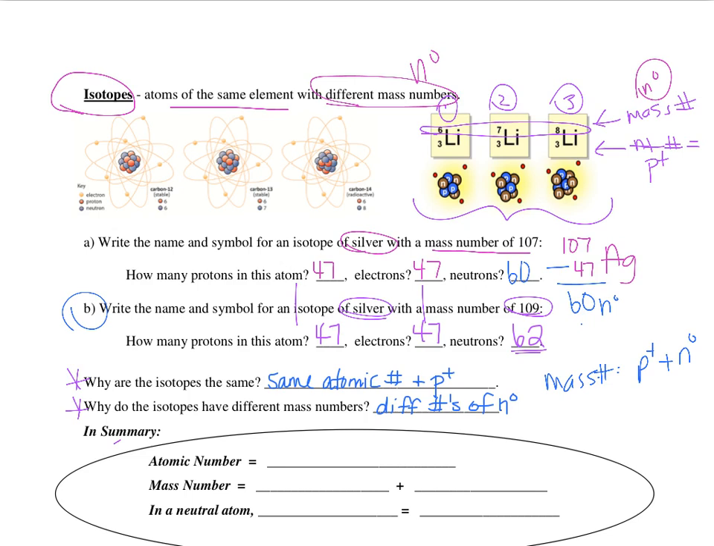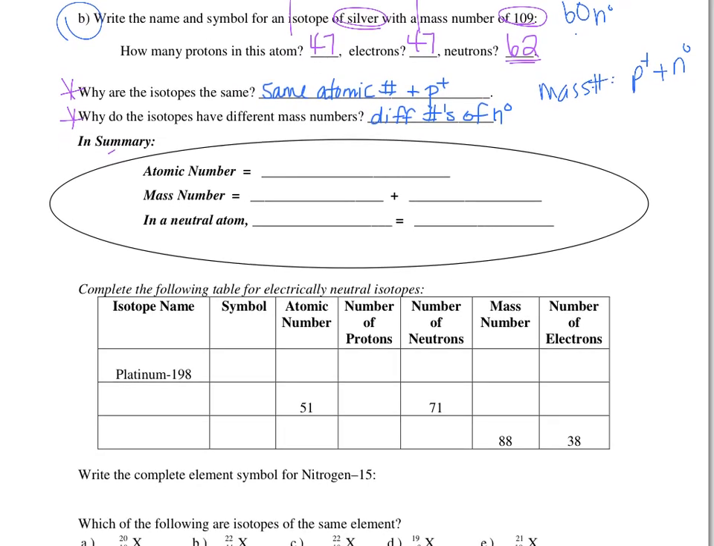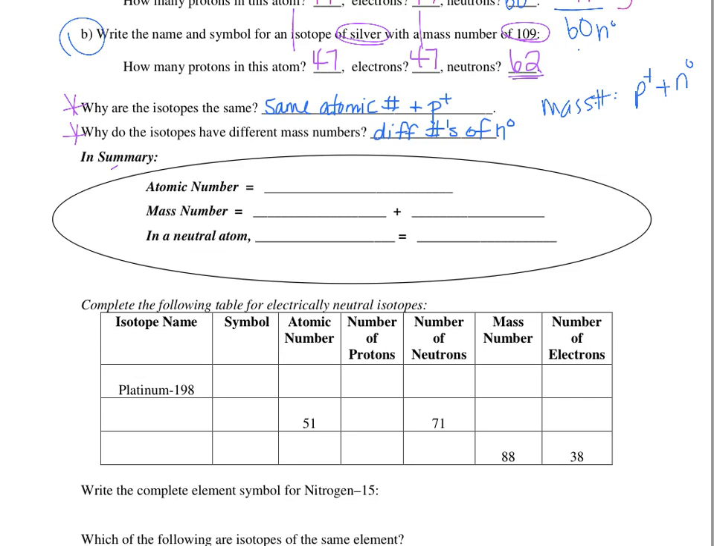So in summary, take a moment and I want you to summarize these. I want you to tell me what this info is. For the atomic number, you're going to tell me atomic number equals, mass number equals, which I actually wrote already for you, and then in a neutral atom, what do we have to be? So take a second, look back through your notes and fill those in. All right, now go ahead and check your answers, see how you did.